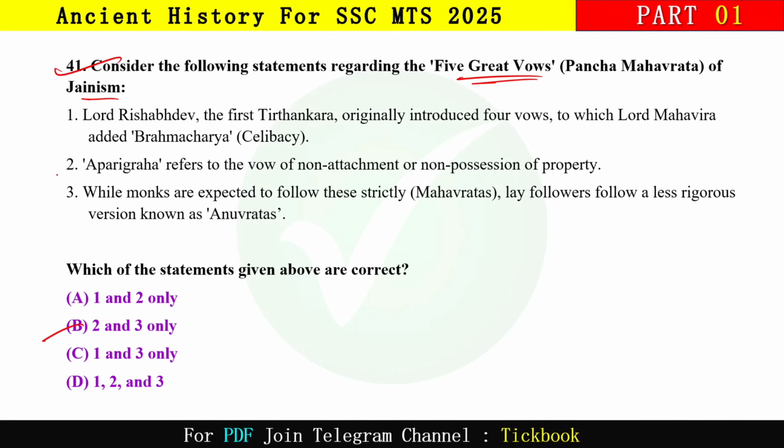Option number B, 2 and 3 only. Aparigraha refers to the vow of non-attachment or non-possession of property. While monks are expected to follow this strictly, as Mahavratas, lay followers follow a less rigorous version known as Anuvratas.